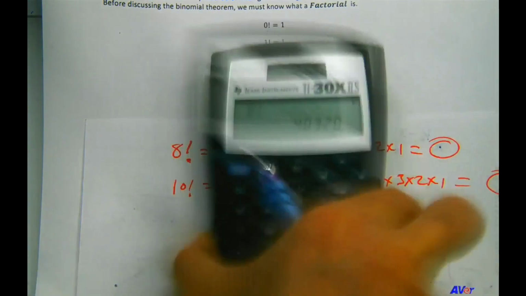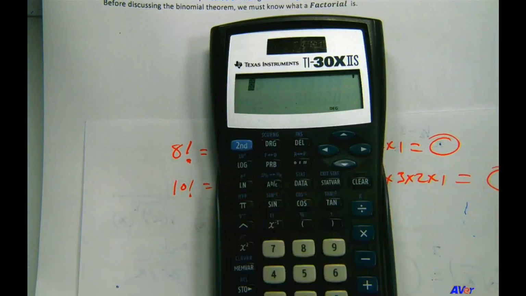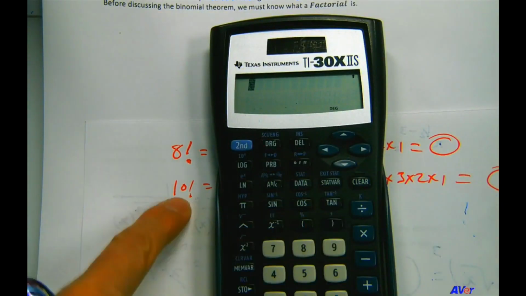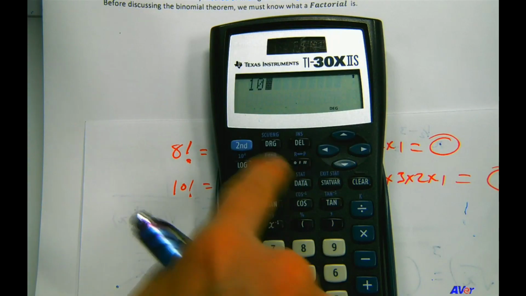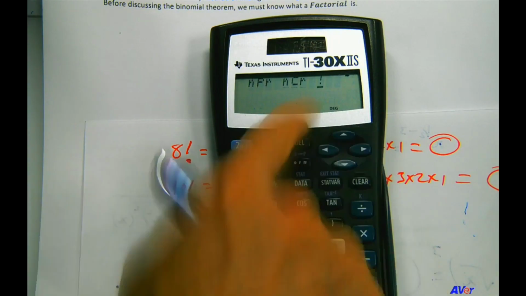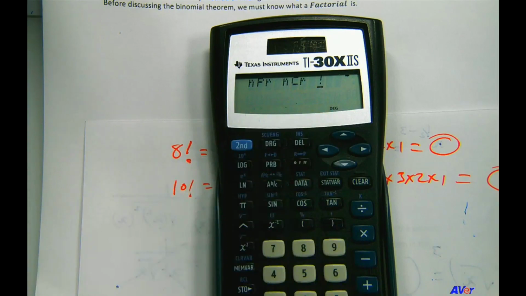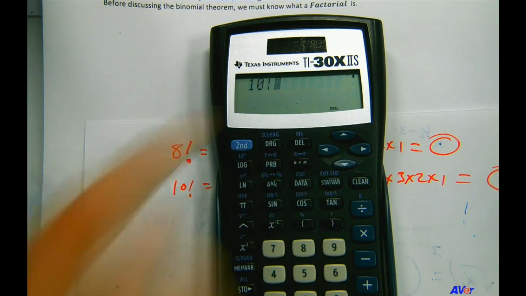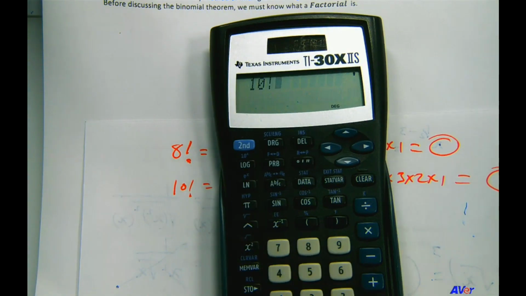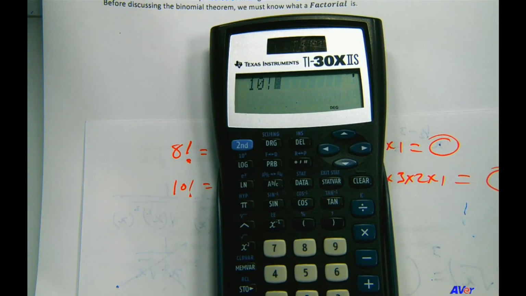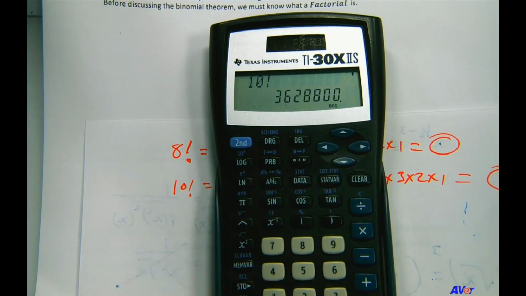Okay? The 10 factorial, let's calculate that. So we have 10, let's enter that, and then I'm going to go to PRB. I'm going to scroll over to that exclamation symbol, hit enter. It's going to tell me it's going to calculate 10 factorial if I hit the enter button again, and let me do that. There is that. Very, very large number, right?